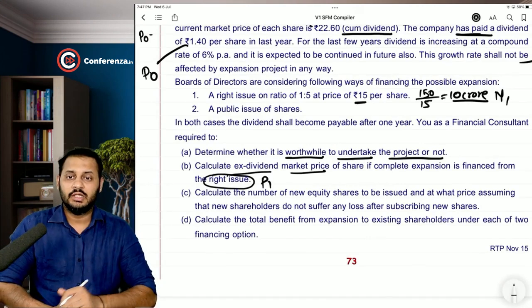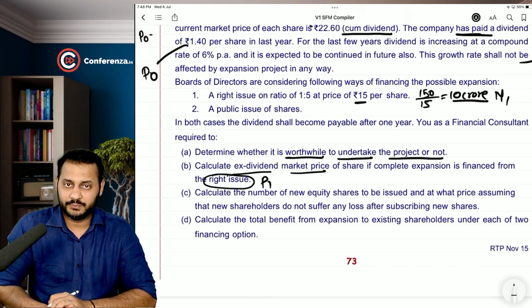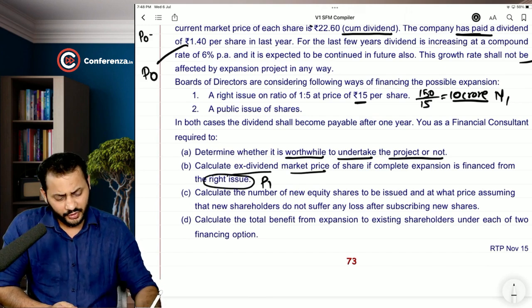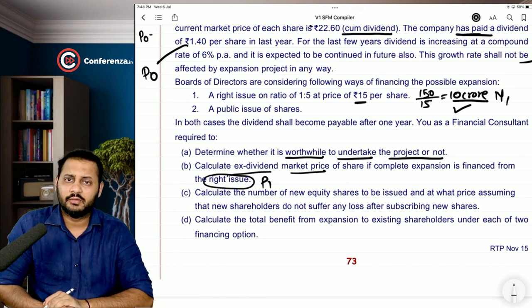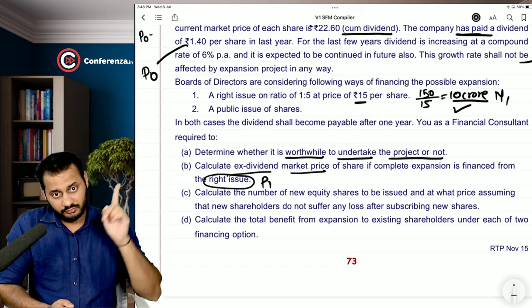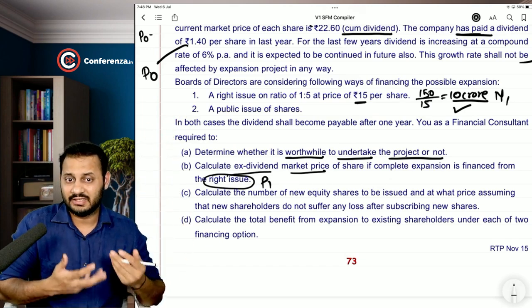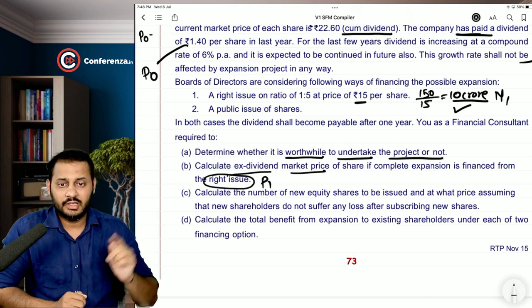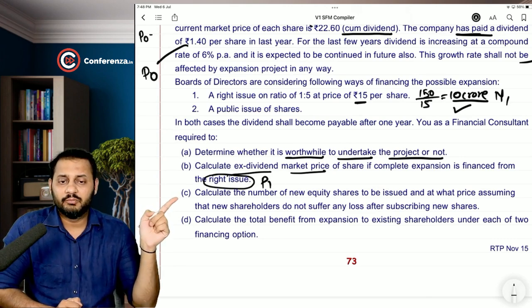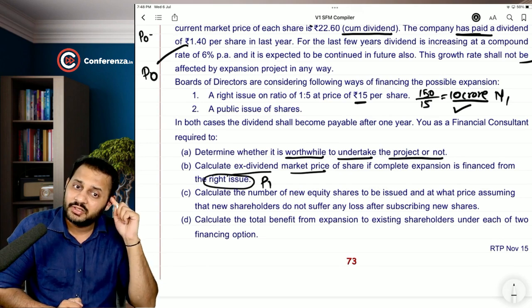Have a look. Calculate the number of new equity shares to be issued. Sir, new equity shares to be issued are 10 crore now. No, there is something else which is given here. Instead of 10 crore, we will have to calculate something else. Calculate the number of new equity shares to be issued and at what price, assuming the new shareholders do not suffer any loss after subscribing to new shares.